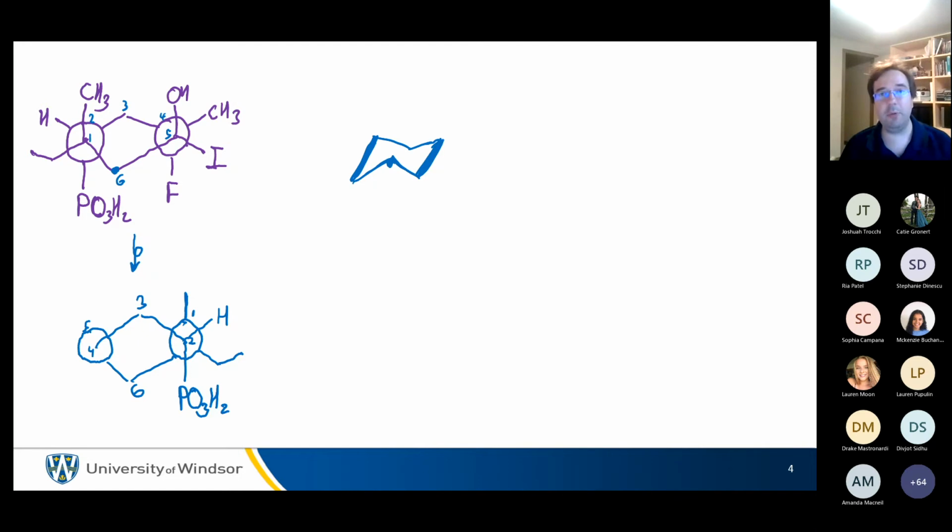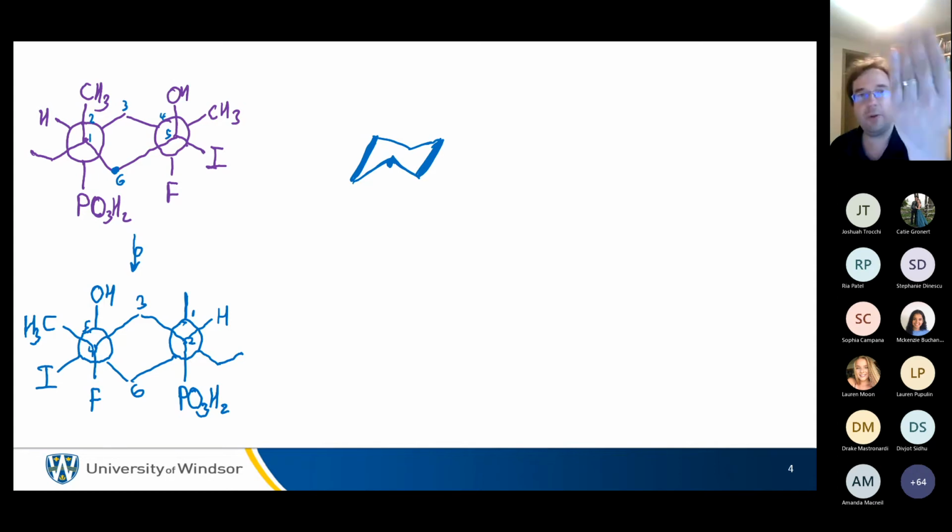Carbon 3 and carbon 6 are really simple. We don't do anything to them. Carbon 4 was in the back. It has a fluorine pointing straight down. It had a methyl group pointing to the right, so now it has a methyl group pointing to the left. And carbon 5 was in the front, and now it's in the back. There's my OH. There's my iodide. So what we've done is we've flipped the hand.